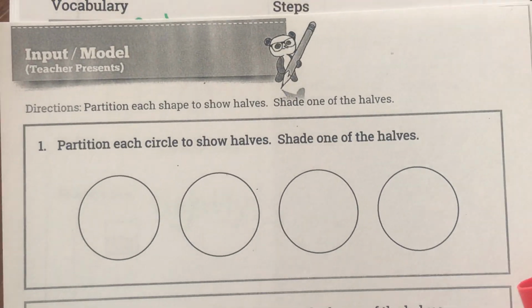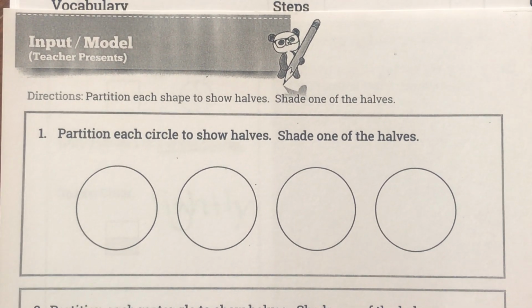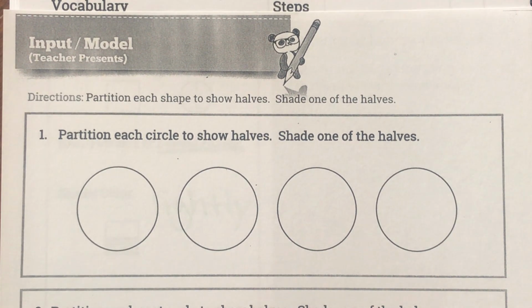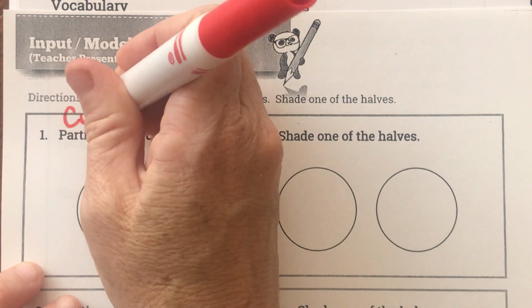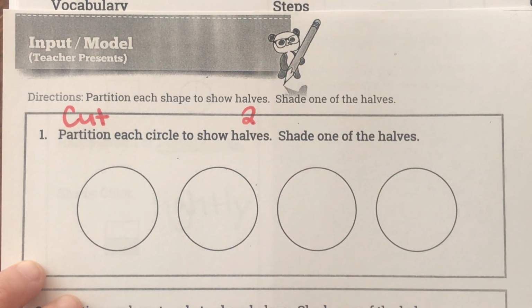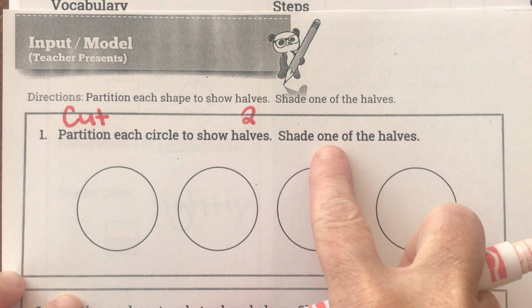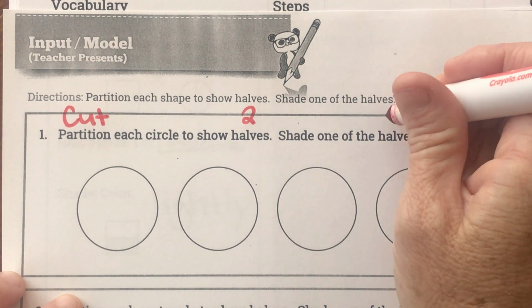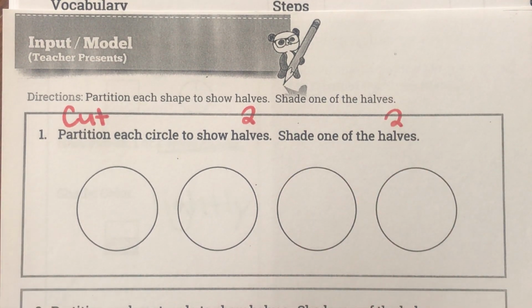Okay, so here's my first example. It says, partition each circle to show halves. Okay, when I see the word partition, I know to cut. When I see the word halves, I know they want it in 2 parts. And then they tell me they want me to shade 1 of the halves. So they want me to shade 1 of the 2 parts. Okay, and remember, when I see partition, I also think cut, but I think fair or equal.